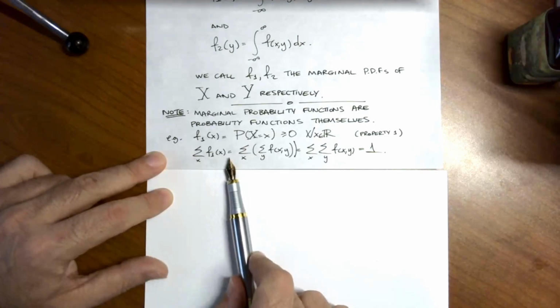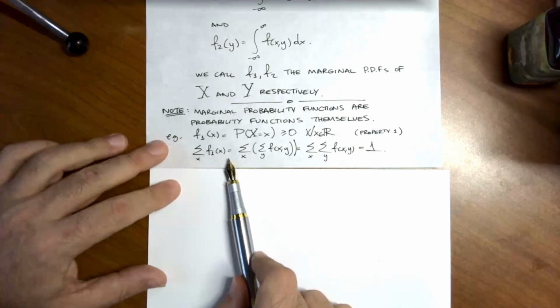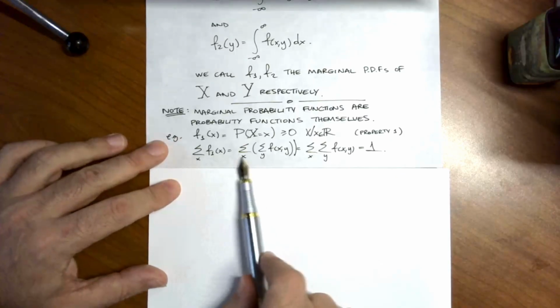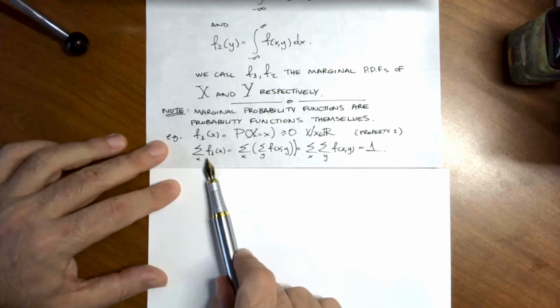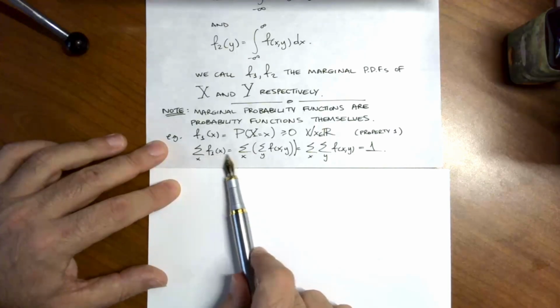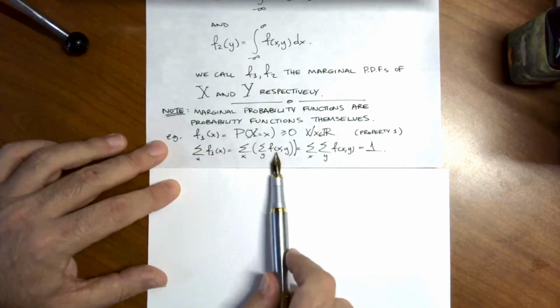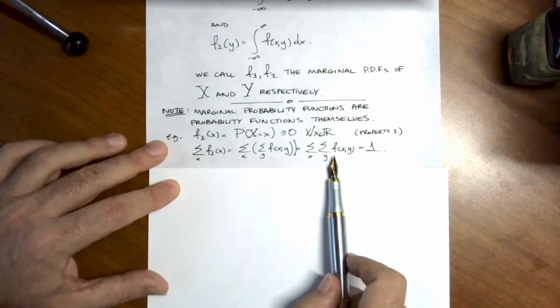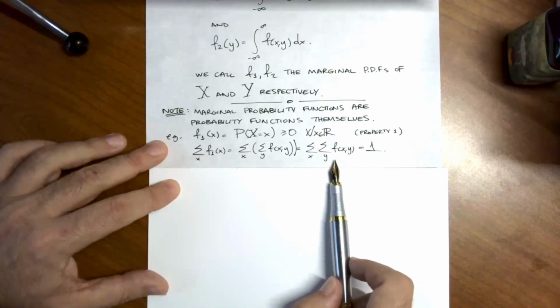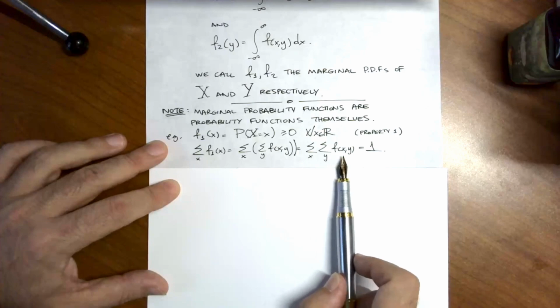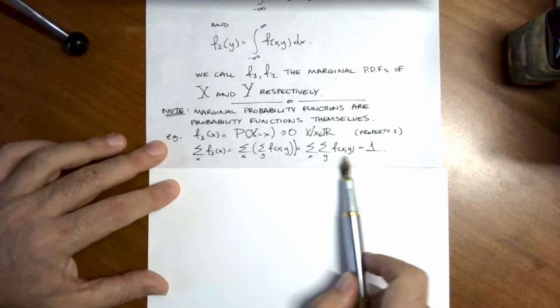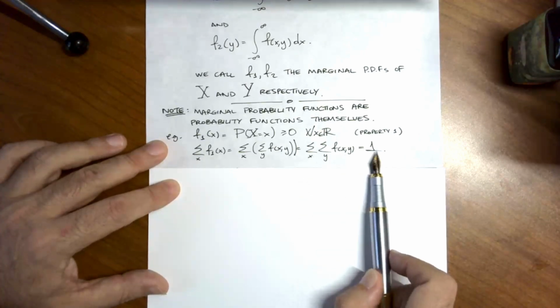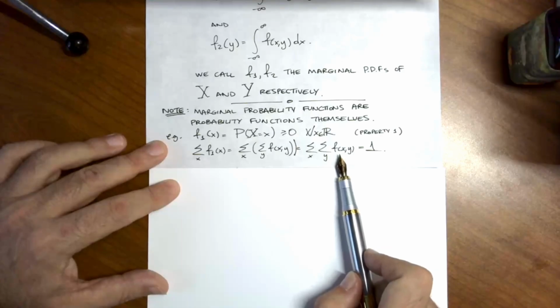In terms of how do you actually prove that this is actually happening? Well, you're going to have the sum with respect to x. Let's plug in the definition of f subscript 1 in here. So that's going to be another sum of the joint PDF summing across y's. So simply, this is the double sum with respect to x and y of the joint distribution. By definition, this is equal to 1 if this is an actual PF.